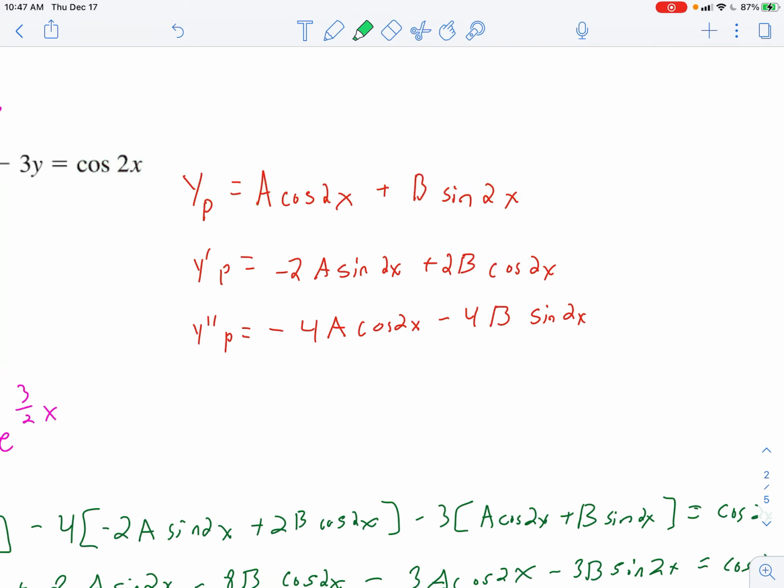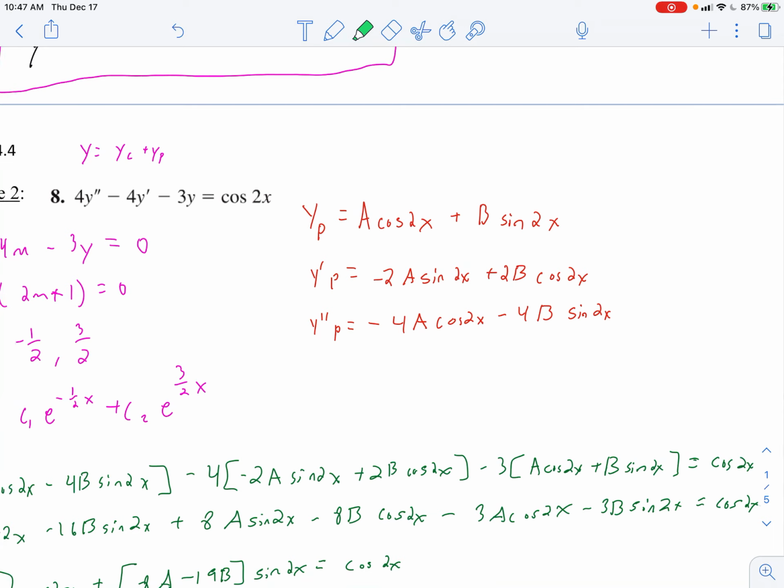Now let's go ahead and take the derivative of y sub p. The derivative of a cosine 2x is negative 2a sine 2x. The derivative of b sine 2x is 2b cosine 2x. Take the second derivative of that. Negative 2a sine 2x becomes negative 4a cosine 2x, and 2b cosine 2x becomes negative 4b sine 2x.